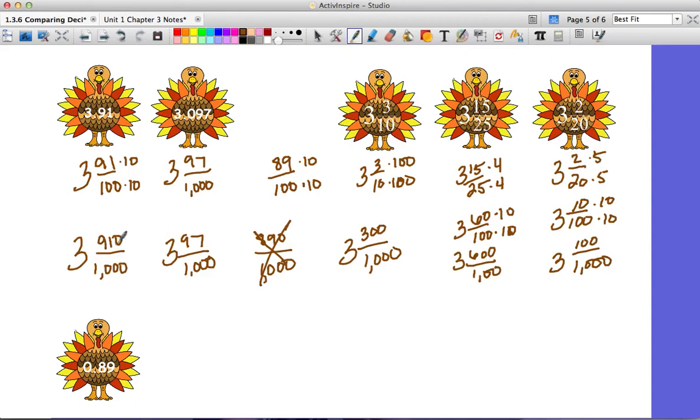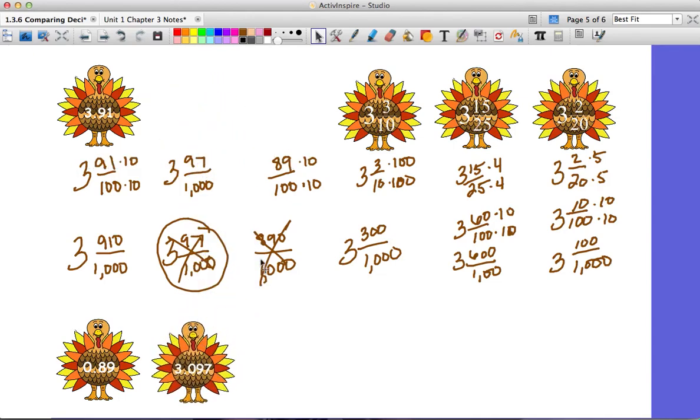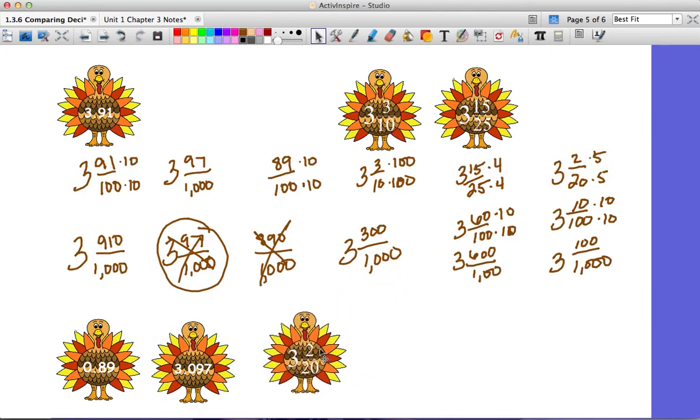In this case, I have 910, 97, 300, 600, and 100. So 97 is going to be the smallest out of those. But originally it was written as 3 and 97 thousandths. So that will go next. Again, I go through the numerators. I see 910, 300, 600, and 100. 100 being the smallest, but originally it was written as 3 and 2/20ths, so that would go next.